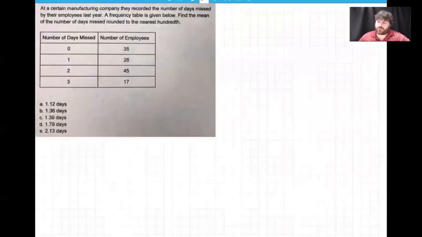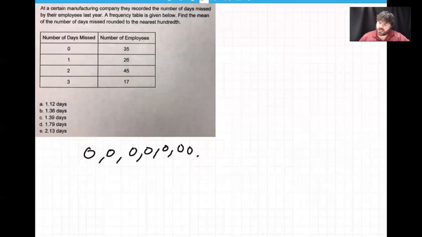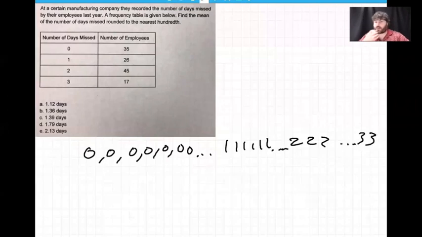All right, at a certain manufacturing company, they recorded the number of days missed by their employees last year. A frequency table is given below. Find the mean of the number of days missed rounded to the nearest hundredth. All right, so basically we see the table says the number of days missed. There's a column there, and then there's a column that says the number of employees that missed those number of days. So we had basically, this is what the list looks like. A bunch of zeros, right? 35 zeros in that data set. Then a bunch of ones, a bunch of twos, and then a bunch of threes. That's really what the data looks like, okay?